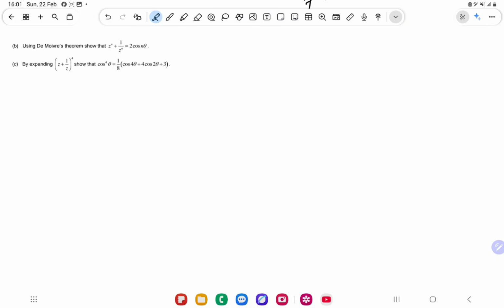Now in the b part we have to use de Moivre's theorem to show this. So to solve this part, first of all, z to the power n plus 1 upon z to the power n, I can write it like this, z to the power minus n.